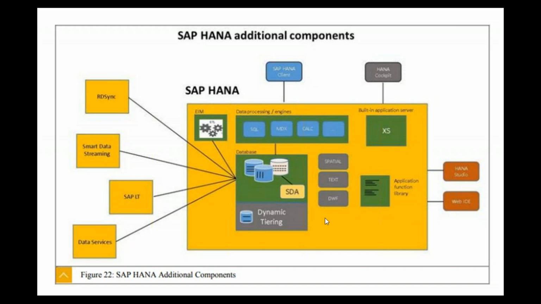This is what we have discussed now, and these are the various tools to get the data, and these are the various tools to view and process the data. Those are HANA Studio and Web IDE. Additionally, we have the application function library. We have the built-in application server, which we already discussed. We have HANA cockpit, from where we can enter or access the data. We have HANA client as well, from which we can access the data. These are the places from where we can access the data. These are the tools which we have on the left side, from where we can get the data.